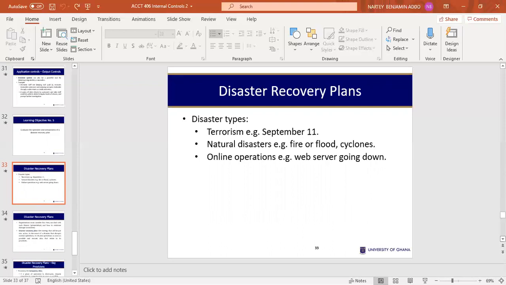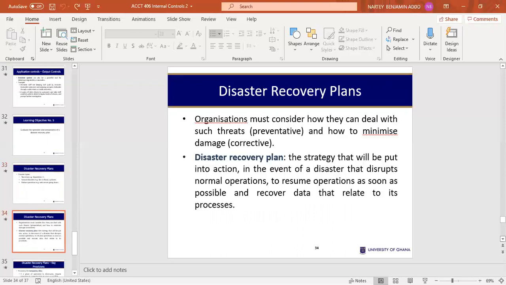Online operations, web servers going down, and so on. All these can affect the accounting information system, and we need to have control measures for them. So when we say disaster recovery plan, then it's all about considering how to deal with such stress. So we have preventive and then corrective. If you are adopting a preventive control, then you want to minimize or prevent the occurrence of such disasters. And a disaster recovery plan actually is a strategy that will be put into action. What strategy will be put into action in the event of a disaster that disrupts normal operations?